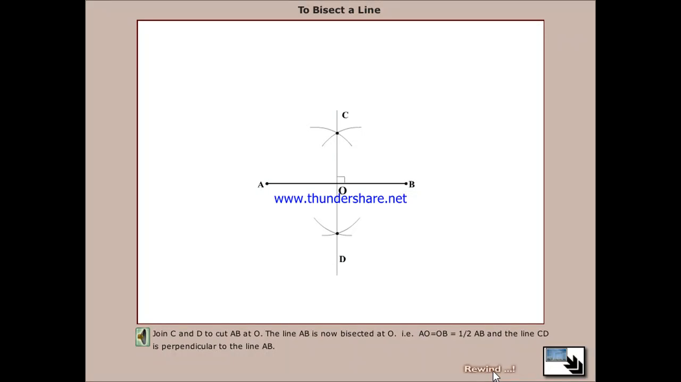Join C and D to cut AB at O. The line AB is now bisected at O. That means AO is equal to OB is equal to half of AB. And the line CD is perpendicular to the line AB.